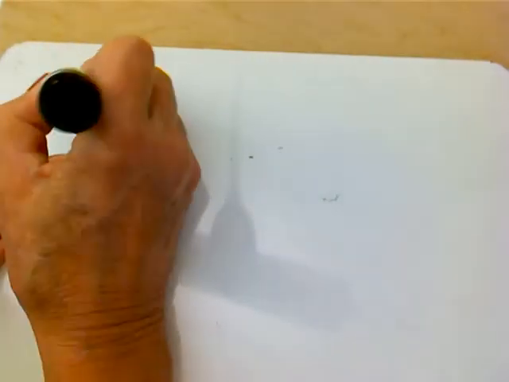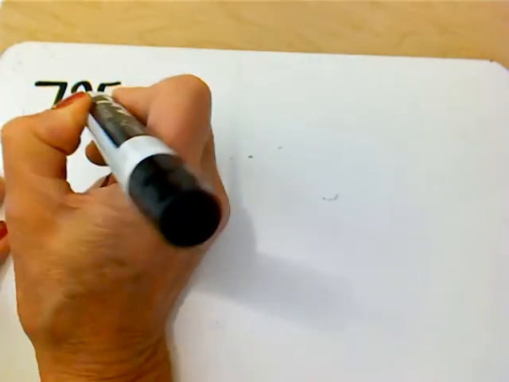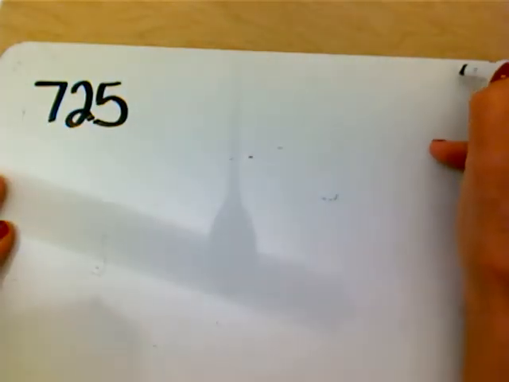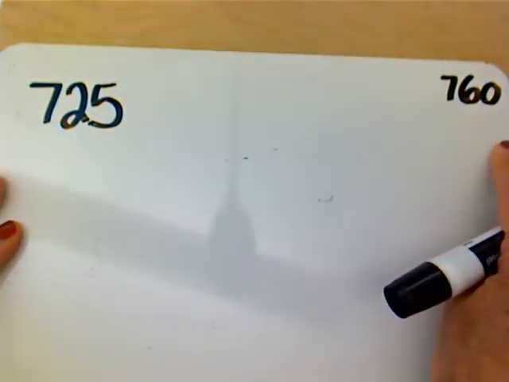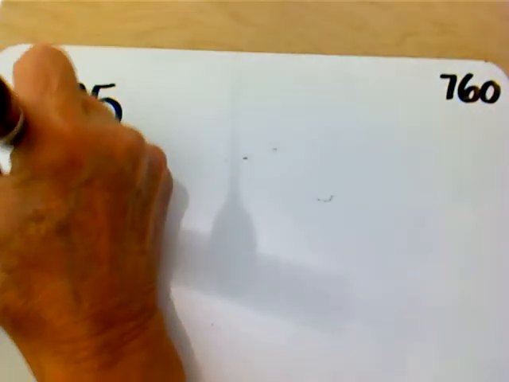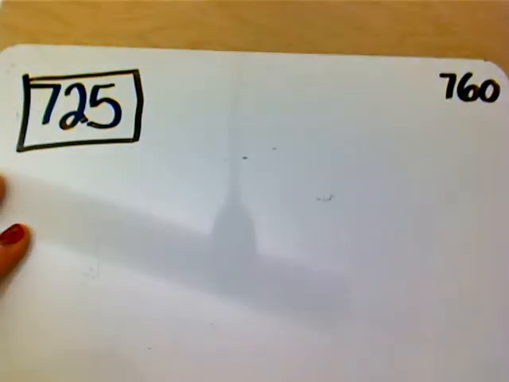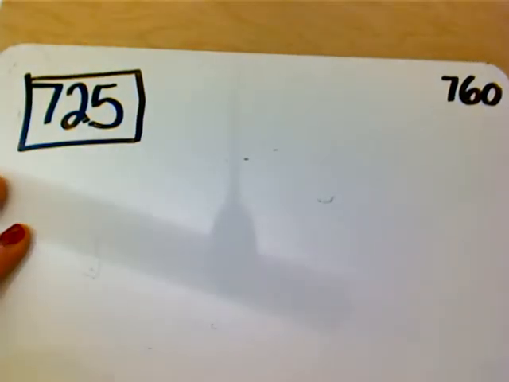All right, so let's try starting at 725, and you are going to count up to 760. From 725 up to 760. Here's where you're starting. Be careful. What should you start with? Shut the video off.